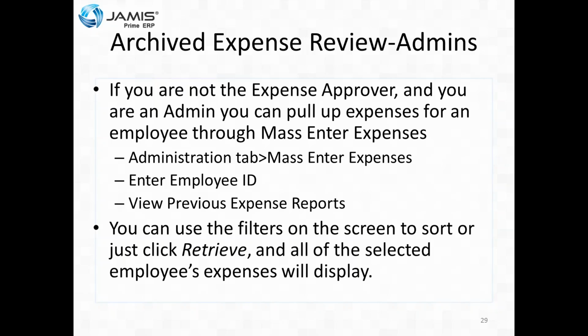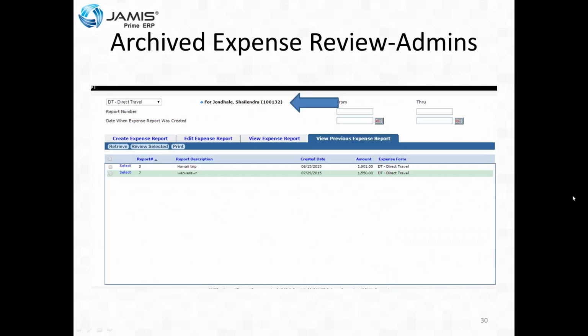And I just showed you, you have many filters on the screen that you can sort, or you can just click retrieve and you'll retrieve everything. Okay, so this would be what the admin would do, is just going over to mass entry, taking a look, saying I want to see everything for Shell that has been archived, and these would all be things that have been approved and processed in AP. So you can always take a look at your expenses way after the fact, after they've been archived.